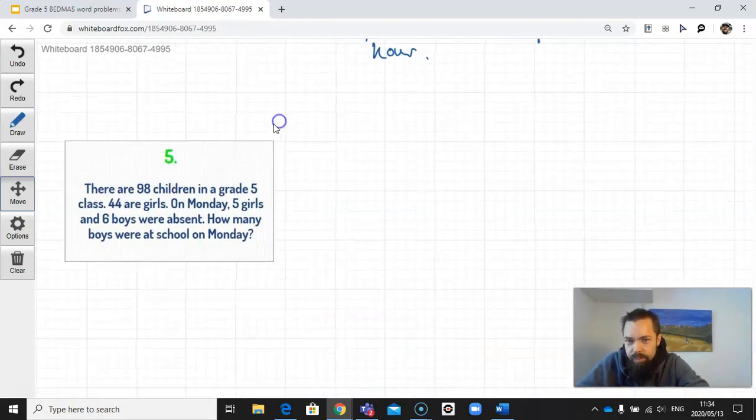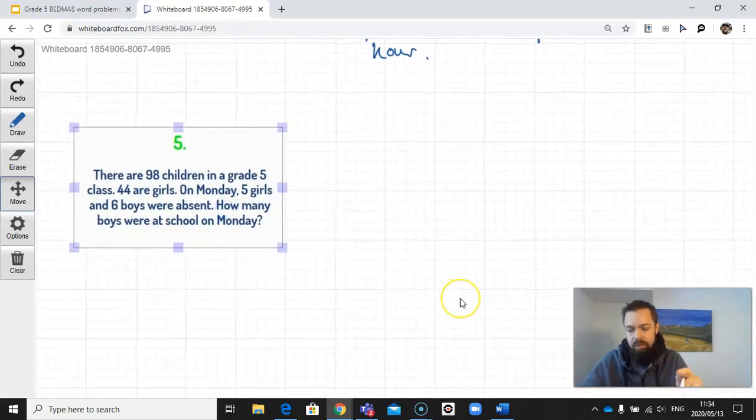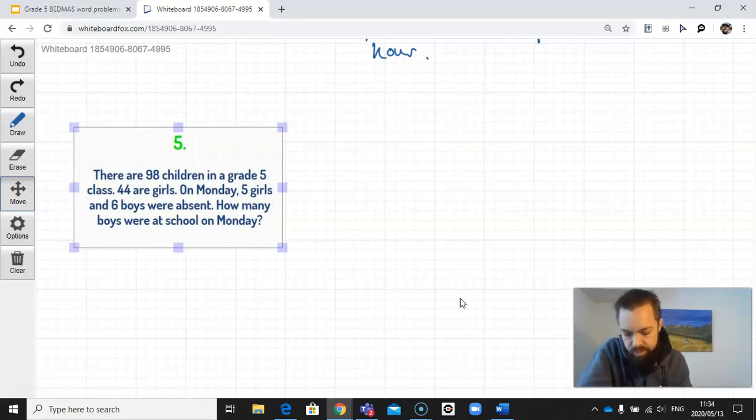Let's do the last one. Okay, so the last one, let's go through the numbers before I tell you what I was going to tell you. Okay, there are 98 children in the class. Although there's a number there, that's just saying the class, so we don't need to worry about that number. That is a meaningless number. Okay, there are 44 girls in the class, so we've got girls and boys. On Monday, 5 girls and 6 boys were absent. And the question is, how many boys were at school on Monday?